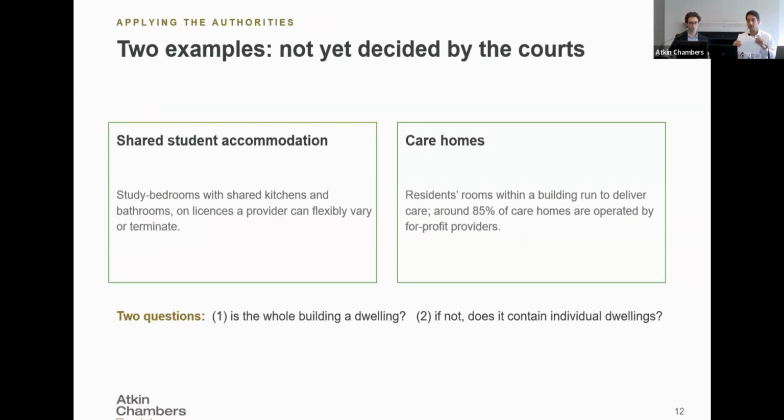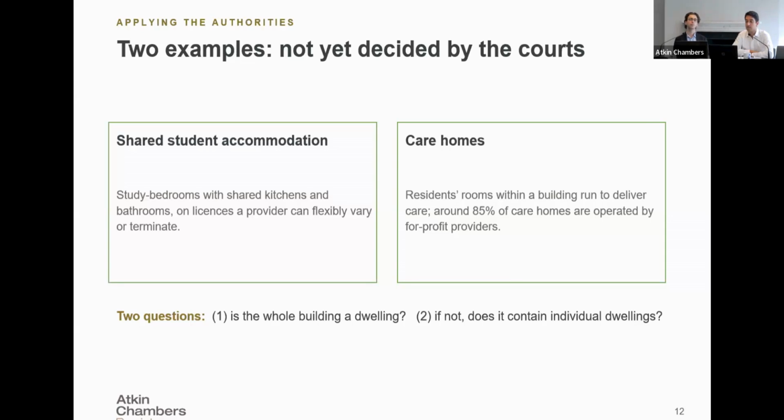Great. So we're now going to look at applying those authorities to two specific examples, being one, student accommodation. Those are typically study bedrooms, either one or two occupants, along a corridor with shared kitchens and bathrooms. For many of you, that may be able to picture that in your mind from your uni days. And invariably, those are usually for a year or less on a license.